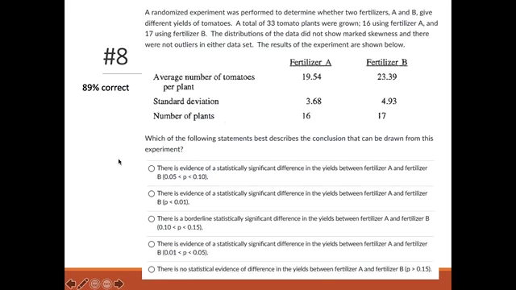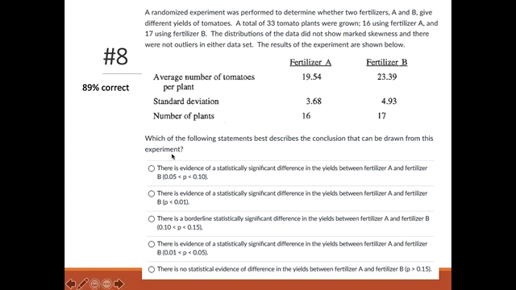So for question number 8, this is a randomized experiment here. We're trying to figure out which of the fertilizers give the best yield of tomatoes, which produces the most tomatoes. So a total of 33 tomato plants were grown. 16 used fertilizer A. These are those results. 17 used fertilizer B. Those are those results. The distributions didn't show any skewness and there weren't any outliers. So I know that the conditions are at least met to complete inference here.